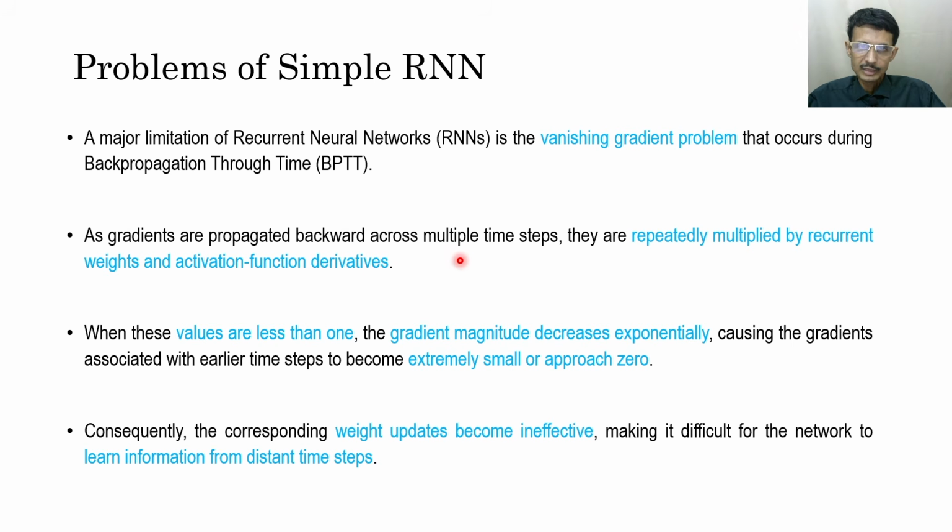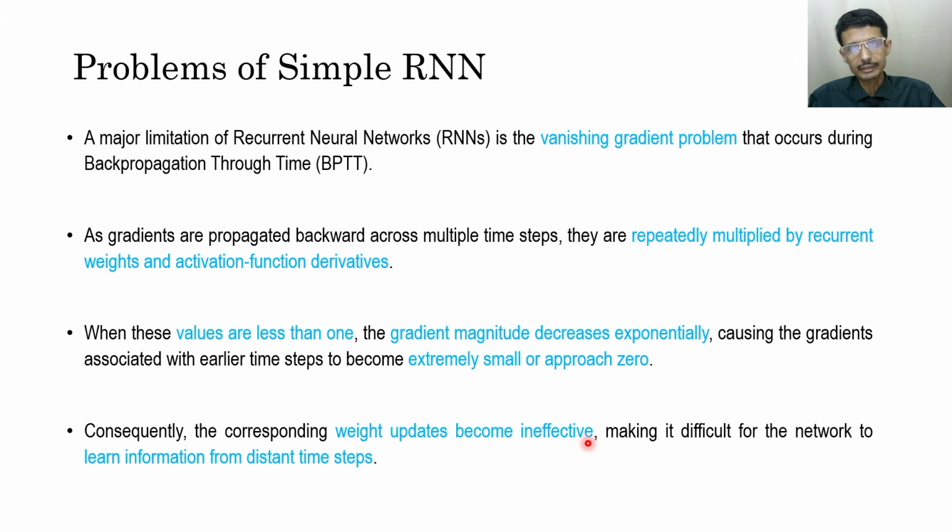So definitely, if multiple steps are used, this gradient becomes very close to 0 and decays almost to 0. So it kills the gradient, and that is the basic problem, as the gradient is basically vanishing or decaying. That's why it's called vanishing gradient. So when these values are less than 1, the gradient magnitude decreases exponentially, causing the gradients associated with the earlier time steps to become extremely small or approach 0. So this is the major issue.